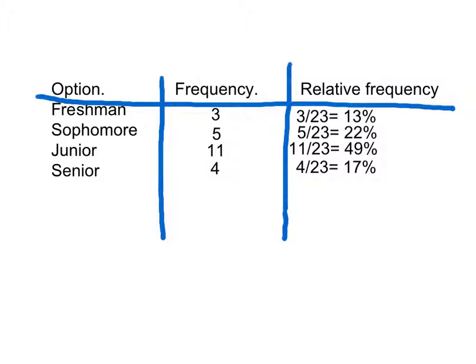Now you can see our relative frequencies. The freshman has a relative frequency of 13%, the sophomores 22%, juniors 49%, and seniors 17%. When you're doing these, you need to make sure that you round each of them the same way, so your percents might not always add up exactly to 100, but as long as you're close.